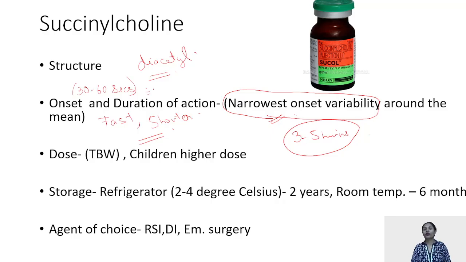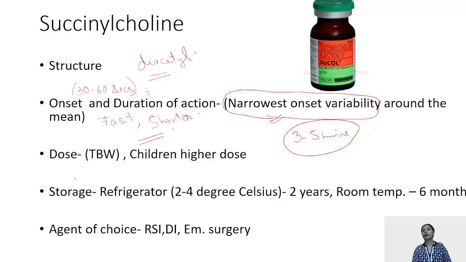I hope now you remember this. Please always remember the drug of choice in difficult intubations is your scolin because of its shorter duration of action, and the patient is not going to die of hypoxia if scolin is given to that patient.